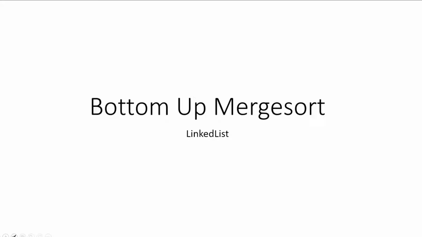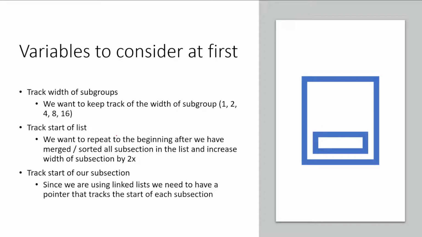The bottom-up merge sort approach, then, considering all of the factors, setup, limitations, and functions we have discussed before, is primarily going to be focused on those two functions: splitting up those subsections and subgroups, and merging those subsections and subgroups together. But first, I wanted to talk a bit about, again, reviewing the variables that we have to consider.